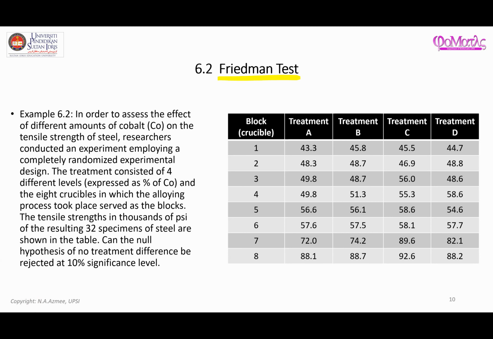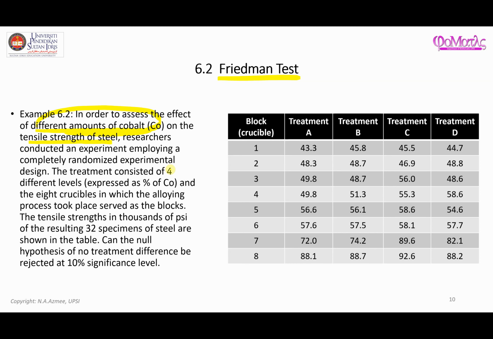In this video, I'm going to give a practical example related to the application of the Friedman test. Here we have the problem of assessing the effect of different amounts of cobalt on the tensile strength of steel. So here we are talking about different treatments or different conditions that are given to our sample, and we would like to measure the tensile strength of steel.